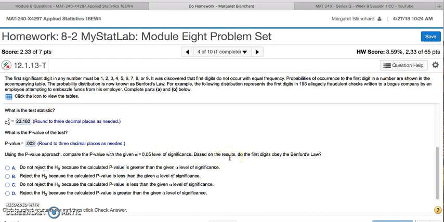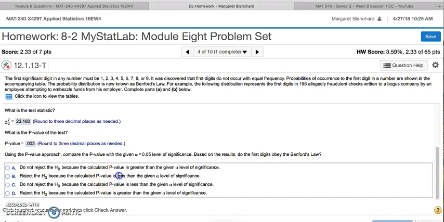So using the p-value approach, compare the p-value given alpha equals 0.05 level of significance. Based on the results, do the first digits obey Benford's law? So remember, if the p-value is less than alpha, we reject the null hypothesis. So in this case, we would reject the null hypothesis. Remember, our null hypothesis said that they did follow Benford's law. The alternative said that they do not follow Benford's law. And we said that if they don't follow Benford's law, it's likely that the employee did embezzle the checks. So in this case, we would reject the null hypothesis because the p-value is less than the given alpha level of significance.